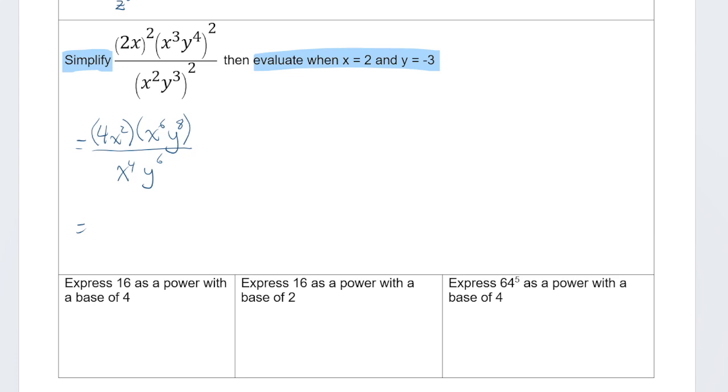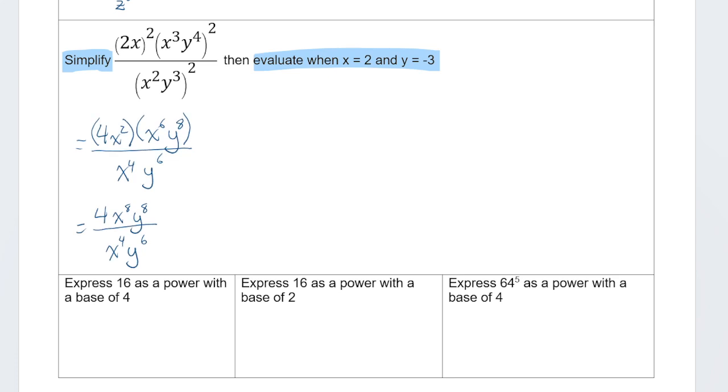Now we'll do our multiplication and our division. So let's do the multiplication first. 4 times 1 is 4. X squared times x to the 6th is x to the 8th. And then no y's here, so 1 just multiplies by y to the 8, and we still have y to the 8. And our denominator is still x to the power of 4, y to the power of 6.